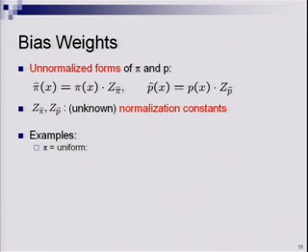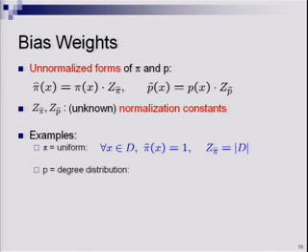To make this definition more concrete, let's consider an example. Suppose pi is the uniform distribution, like in our case. So the simplest unnormalized form of pi is the following. For each x, we assign the value 1, constant. It's always 1. And note that indeed pi hat of x equals pi of x times the normalization constant. Pi of x is 1 over the size of D, and the normalization constant is the size of D. So in this case, the normalization constant is the size of D, and the unnormalized form is the constant function 1. What about the degree distribution?